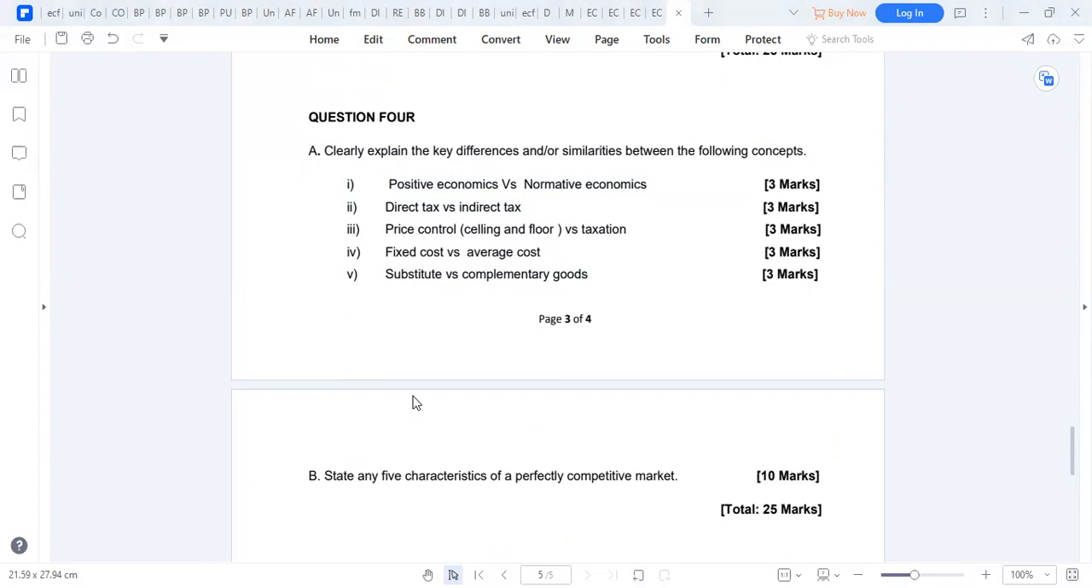We talked about several of them. Who remembers? Characteristics of a perfectly competitive market. Come on. I spoke of 10 just a short while ago. Please. Give me any 5 characteristics of a perfect competitive market.